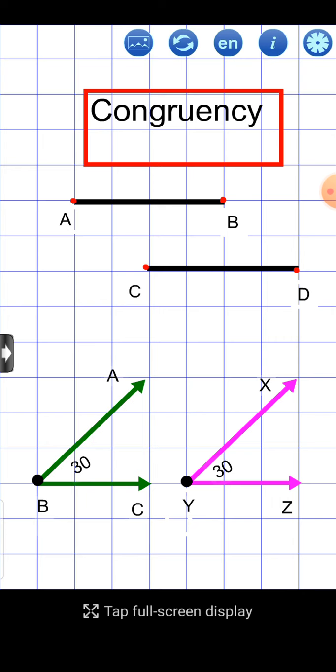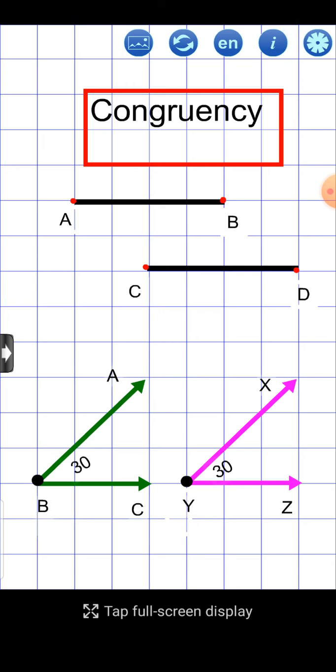Here I have a line segment AB. Its length is about 1, 2, 3, 4 units. And here the line segment CD, its length is 1, 2, 3, 4 units. So AB is 4 units of length and CD is 4 units of length. Now I can say that AB is congruent to CD. That's how to say that two line segments are congruent.